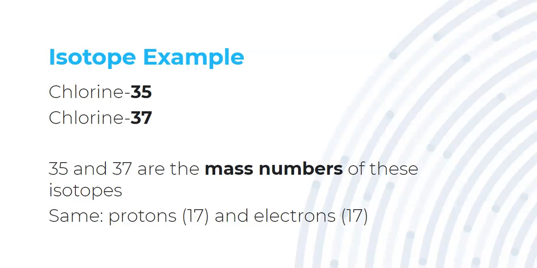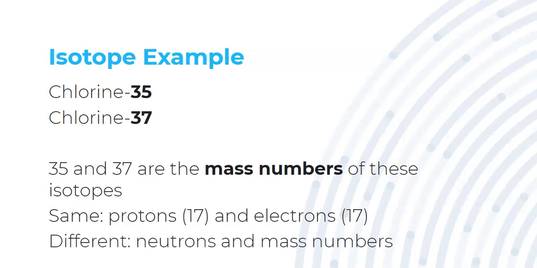Now, what's going to be different about these? Well, we know the mass number is different, right? Because these are the mass numbers and they're not the same. So what else has to be different? If the mass number is the sum of the protons and the neutrons, and the protons are the same, then we know that the neutrons must also be different. Okay, and that's the definition of an isotope, right? They have different numbers of neutrons.